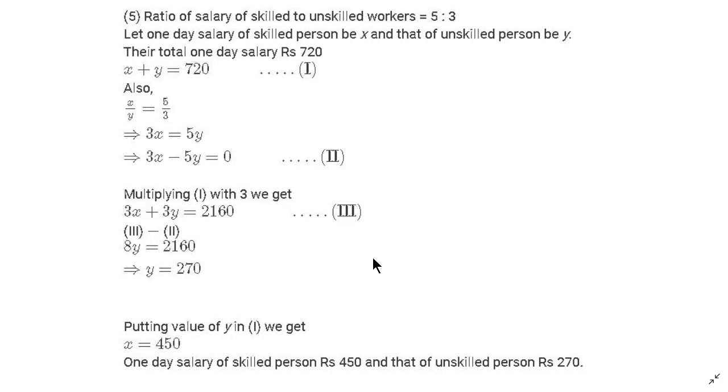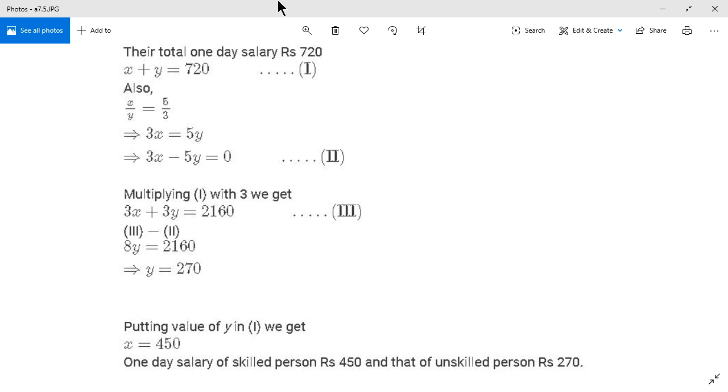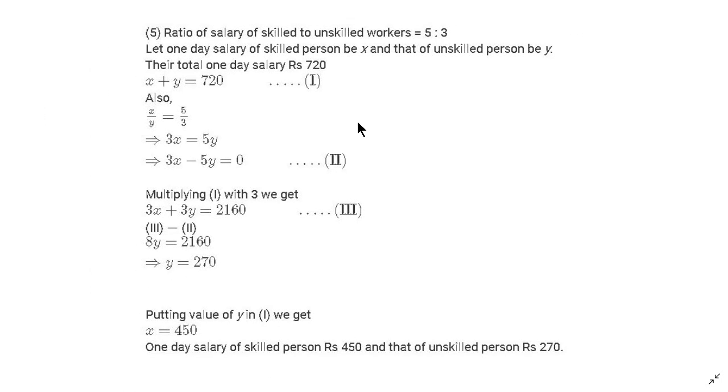So question number 5. In a factory, the ratio of salary of skilled and unskilled worker is 5 is to 3. It's written here, ratio of salary of skilled to unskilled. This is in ordered format. Always remember, skilled to unskilled is 5 is to 3. Do not write unskilled first. If the ratio is given, it is also in ordered format.